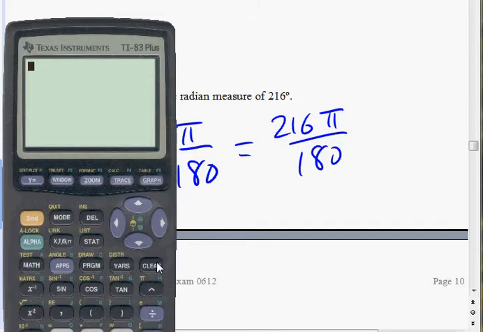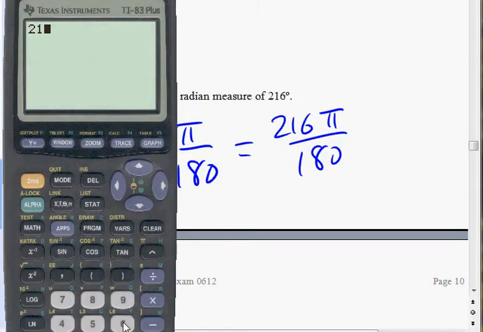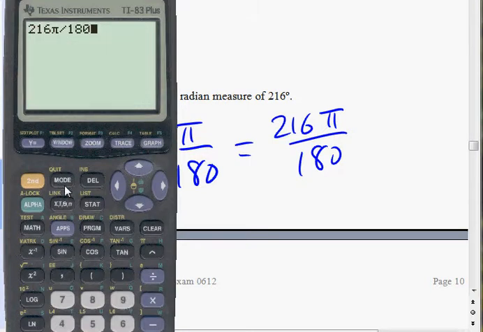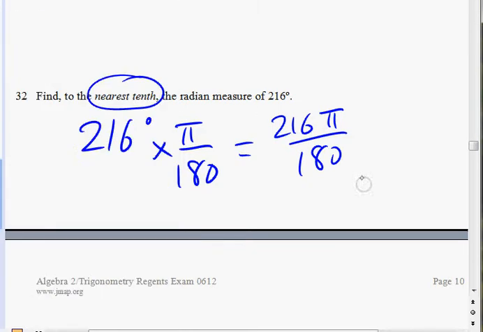I'm going to input in the calculator 216, then second, the exponent key for pi, divided by 180. Before we press enter, since we're using pi in that calculation, the calculator needs to know the value of pi, so I will go to mode and make sure it's under radians. If it's not under radians, you might get a different answer, so whenever you use pi in calculating, make sure it's on radians. Press enter and you get 3.76. It says round to the nearest tenth, so that's 3.8. That's the answer.